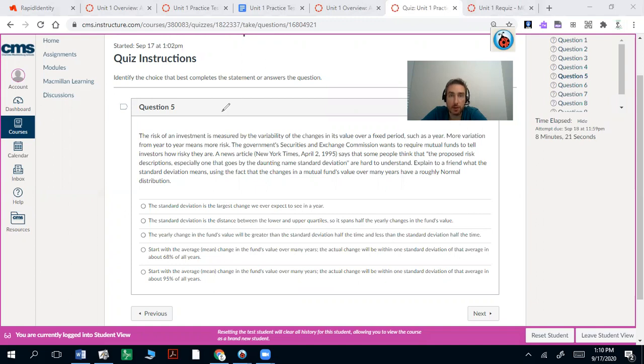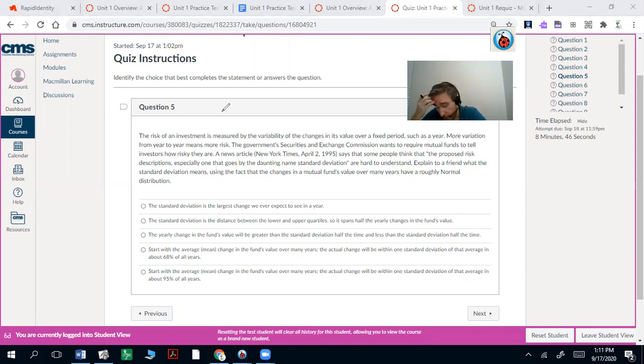A news article, New York Times, April 2nd, 1995, says that some people think that the proposed risk descriptions, especially one that goes by the daunting name standard deviation, are hard to understand. Explain to a friend what the standard deviation means, using the fact that the changes in a mutual fund's value over many years have a roughly normal distribution. Whew, I'm tired reading that.